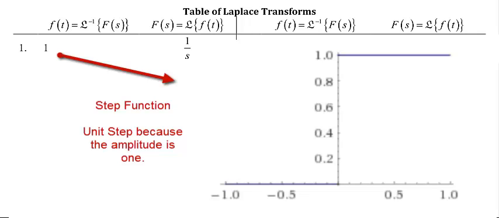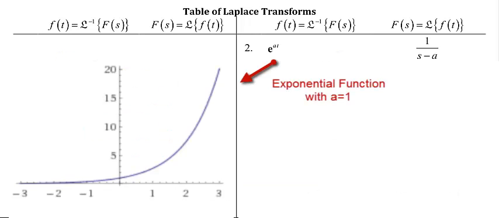This is a step function. It's a unit step function because the amplitude is equal to 1. It begins at t equals 0. This is an exponential function. A is equal to 1. It grows exponentially as time increases.